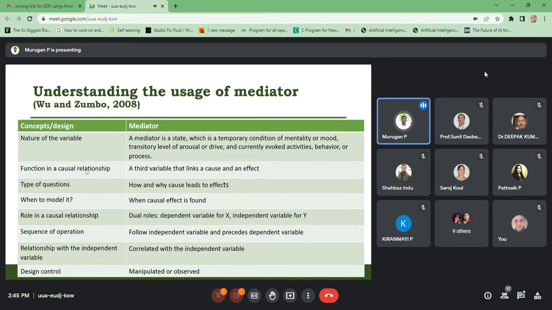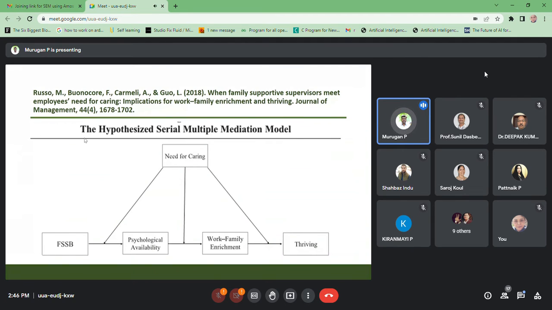Design control: according to the literature, a mediational hypothesis should usually be tested with the help of experimental research or observational research. If you are trying to test any sort of mediational hypothesis using cross-sectional data, reviewers and editors will definitely ask several questions about testing your mediational hypothesis with cross-sectional data. But even though they ask several questions about this aspect, there is some evidence available in the literature. Now, I would like to show you a few examples from the literature.